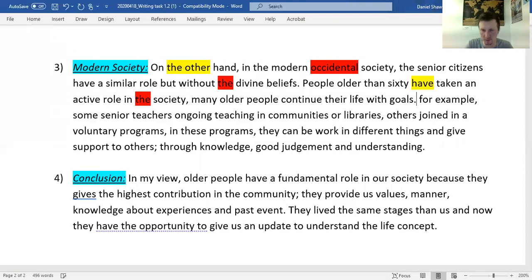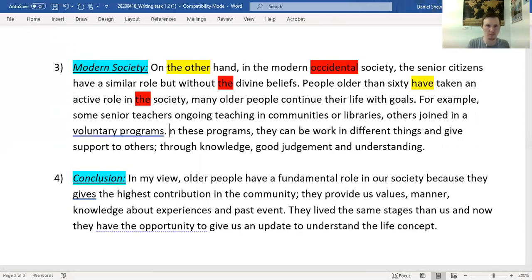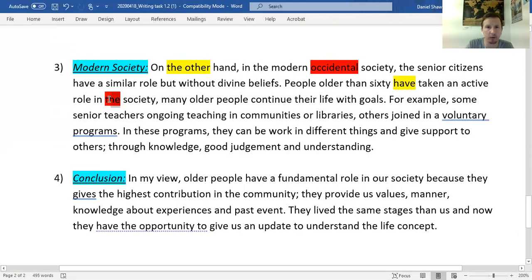Okay, so we can put here, for example, some senior teachers ongoing teaching in communities or libraries. Others joined in voluntary programs. Okay. So again, just separate these ideas. In these programs, they can be work in different things and give support to others through knowledge, good judgment, and understanding. Okay, this point is great, so we can leave this one as it is. Let's just take out this one and this one.